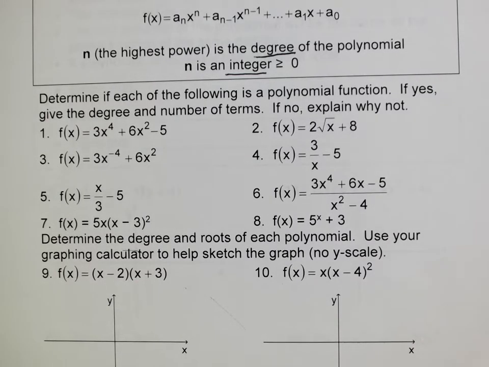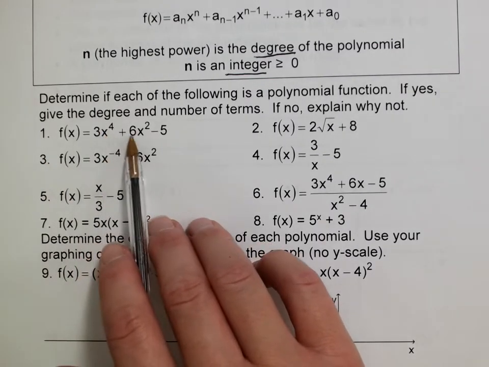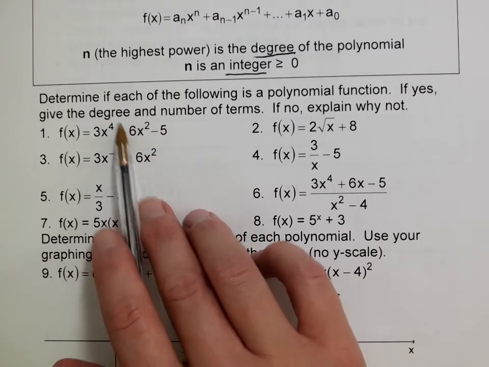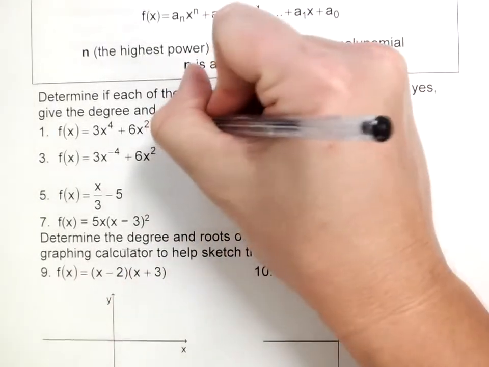So first of all, you're supposed to decide just, is it a polynomial, yes or no? Looking here at question 1, do the x's have exponents? Are they whole numbers? Are they non-negative? Then this is yes, it is a polynomial.